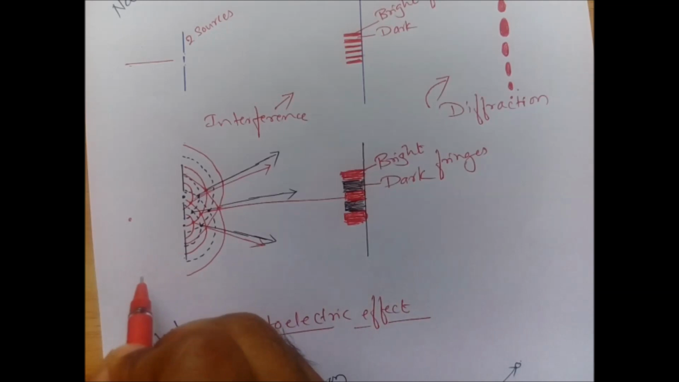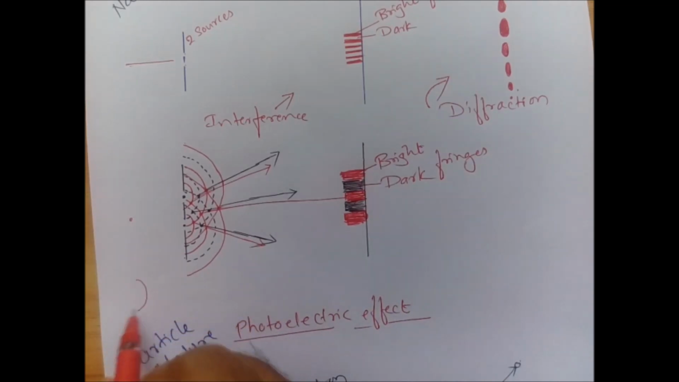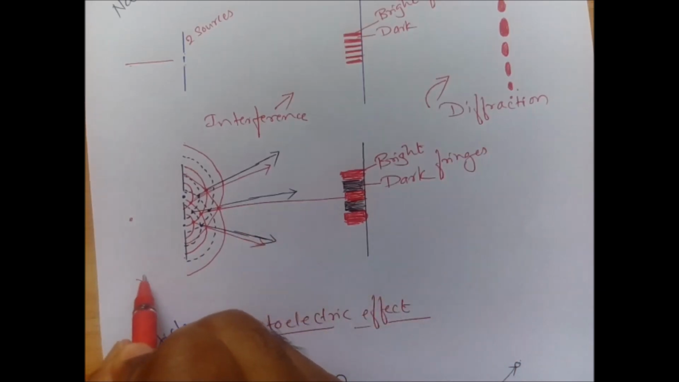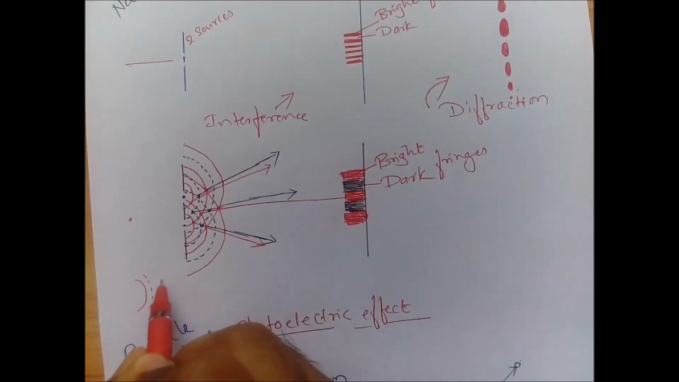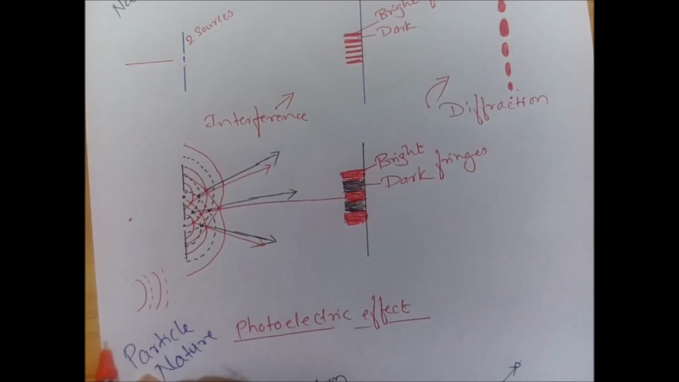Let us say this red line indicates the crest, and this dotted line indicates the trough. This is crest and this is trough. So this is the wave of a single source. This is like this: a crest, a trough, a crest, a trough.